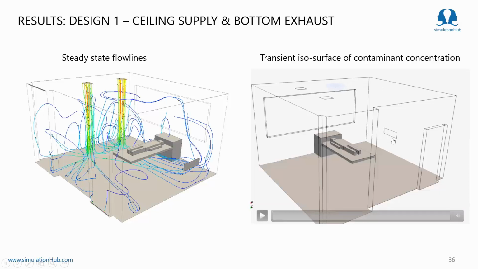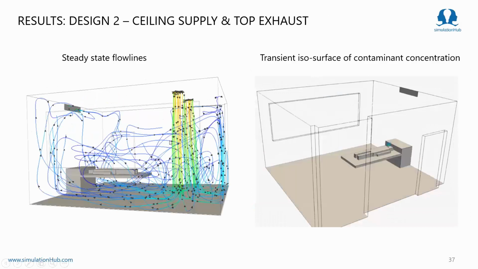Let's analyze the second case, which is a ceiling supply and a top outlet. You can see that near the bed, near the exhaust, all currents are in the upward direction. And you have to note that the mannequin is also creating a plume effect due to natural convection. So all the currents near the exhaust are in the upward direction. Let's analyze the contamination behavior in this case.